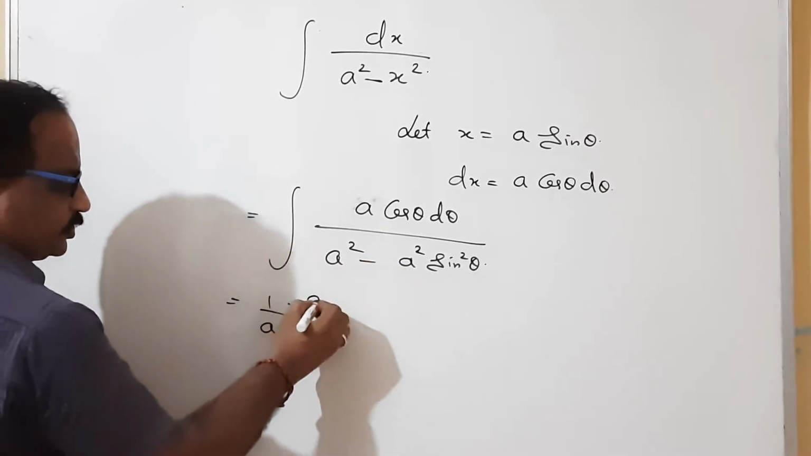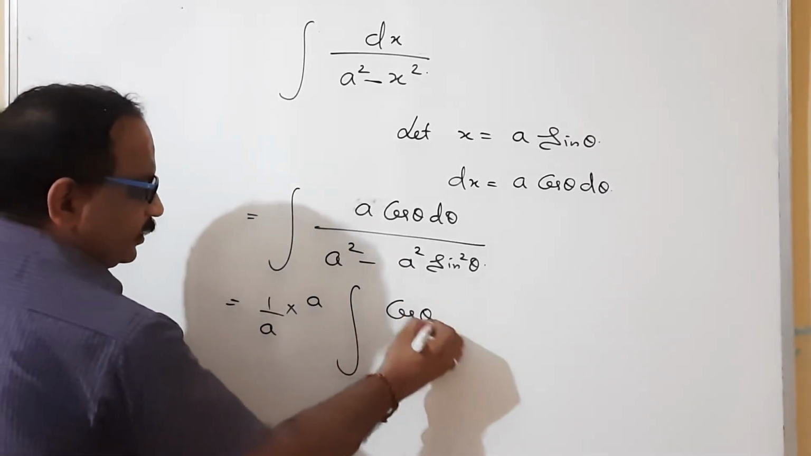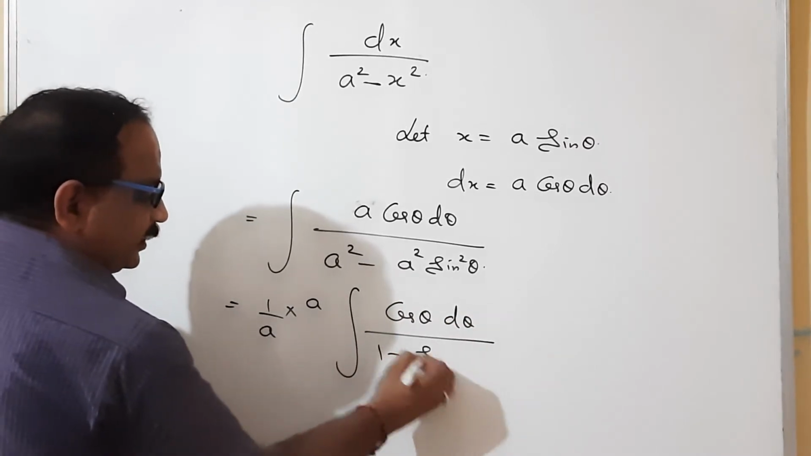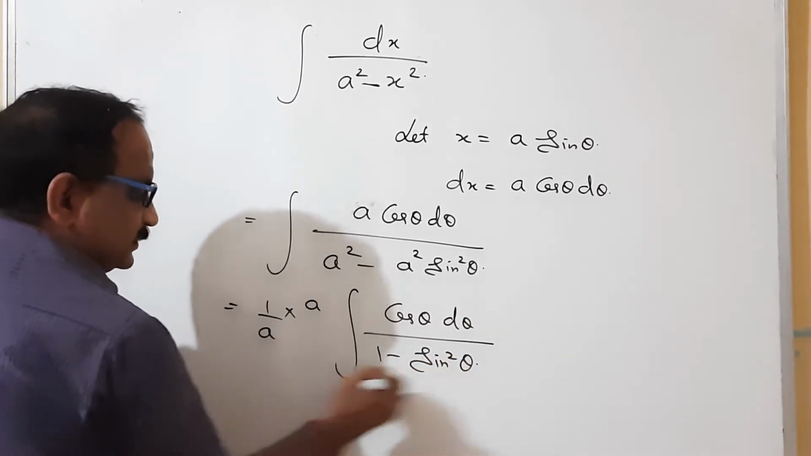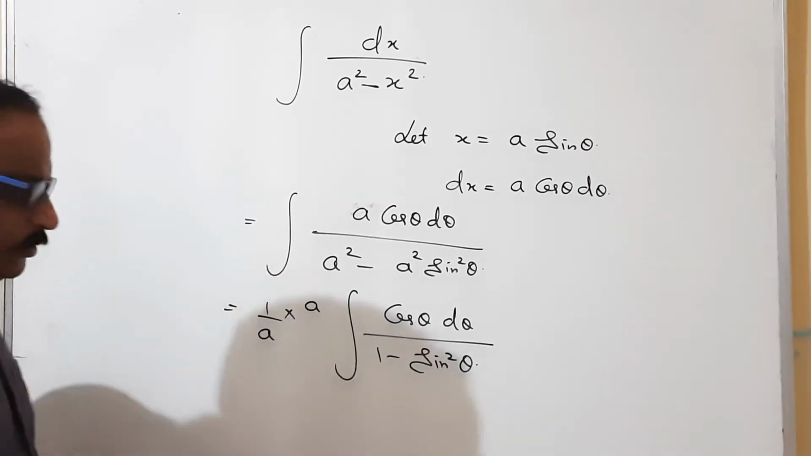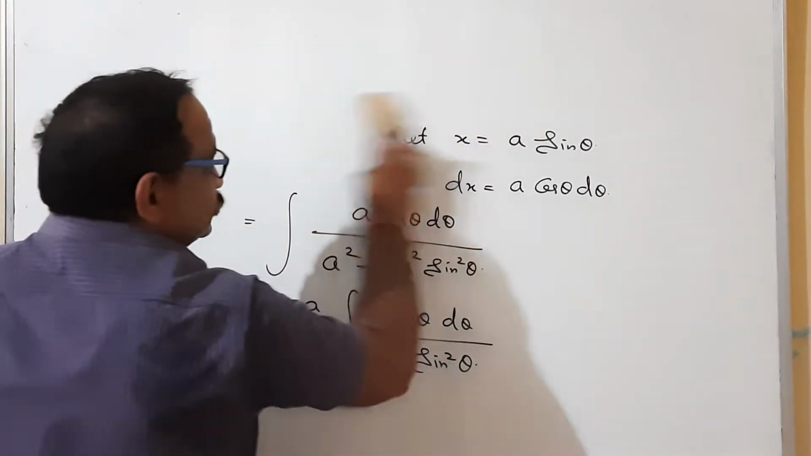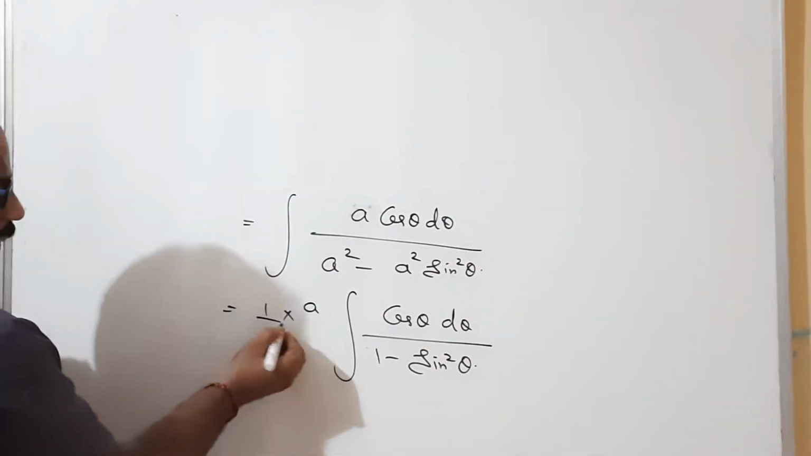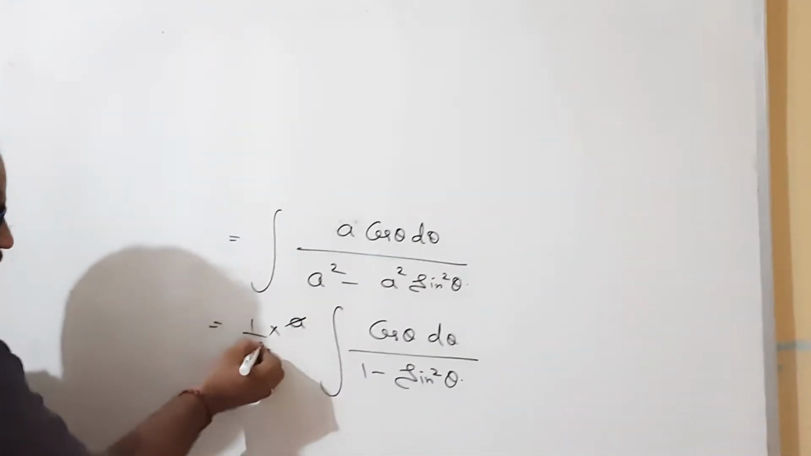In the numerator portion, a should be out. Leaves here cos theta d theta, and the denominator part is 1 minus sine square theta. 1 minus sine square theta becomes cos square theta, so we should write that. And outside the frame it was a square, one a can be cancelled.